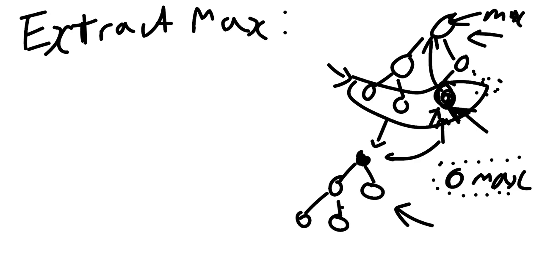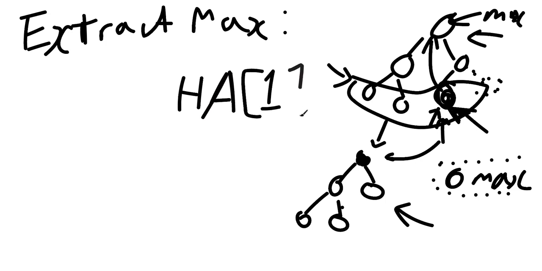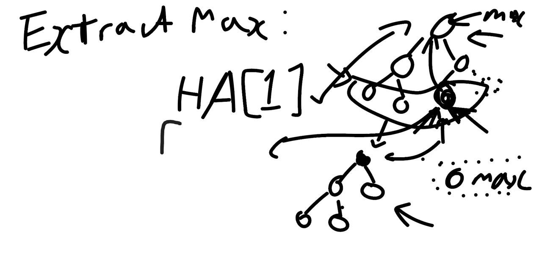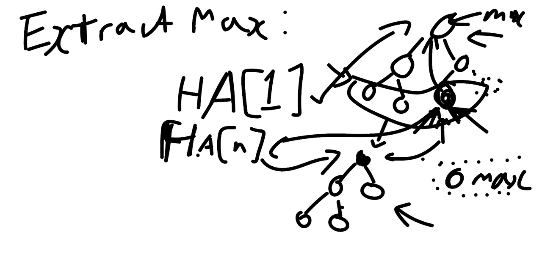Before we do it, I just want to quickly mention that the heap array at 1 is what we store, right? This was heap array at 1, and we popped it and we stored it, but at the same time we had to take heap array at the last index, heap array at n, where n is the last index, and put it at heap array at 1, right? So that's what we did.